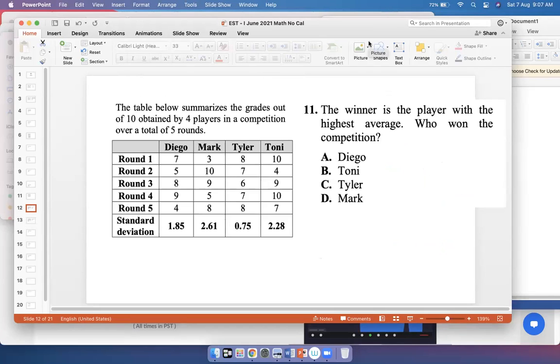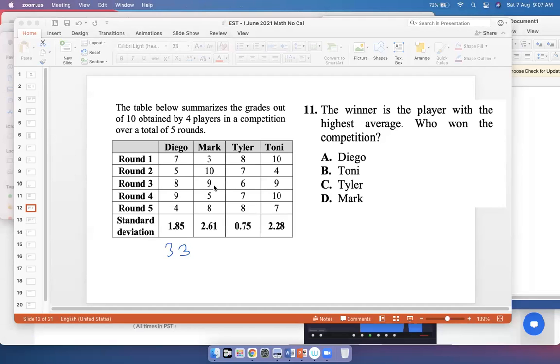Okay, so what is Diego's total? 7 and 5, 12 and 8, 20. 29 plus 4, 33. 10 and 3, 13 and 9, 22. And 13 is 35. 8 and 7, 15 and 6, 21. 21 and 15 is 36. 10, 20, 31 and 9, 40, right?